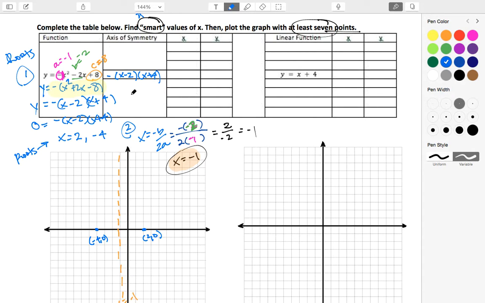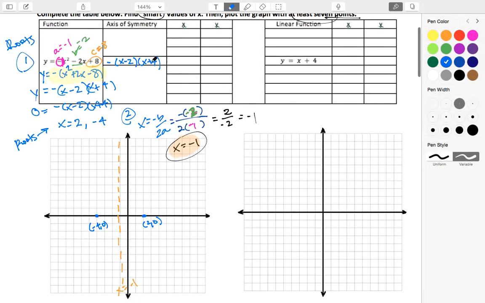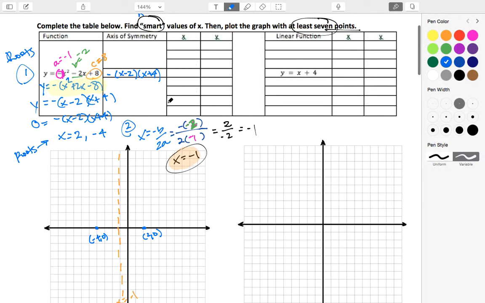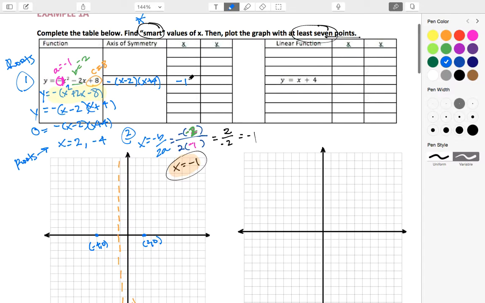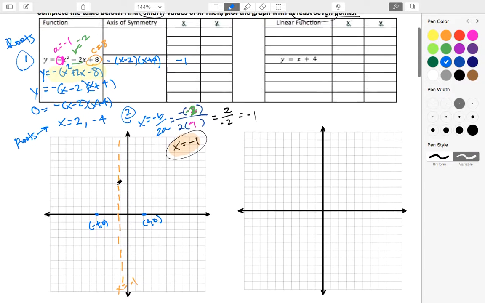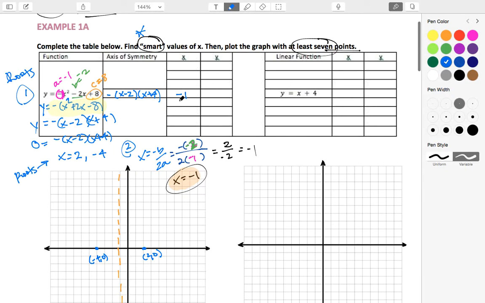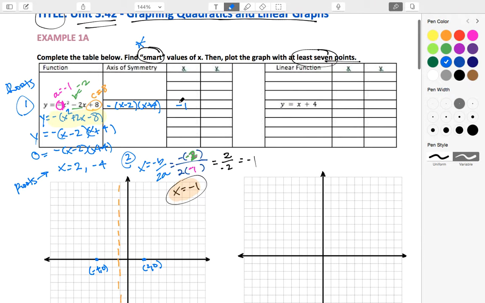And so then I'll do the first example, and this brings us back to finding the smart values of x. All that really means is once we find the x coordinate of the vertex, in this case it's negative 1, we're just going to start at negative 1 because that's basically where either the maximum or minimum is going to start. And then we're going to pick some values that are greater than negative 1 and then less than. That's all smart values are.